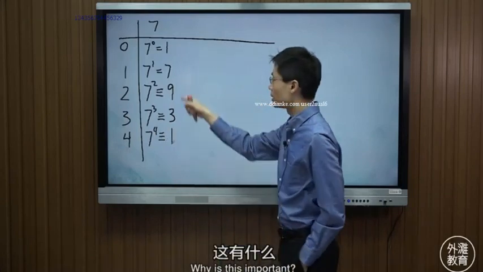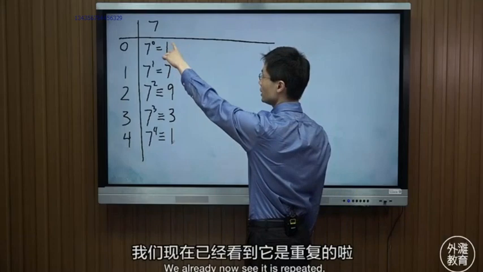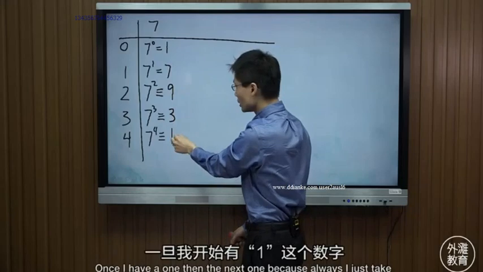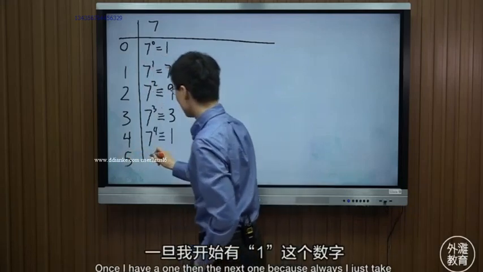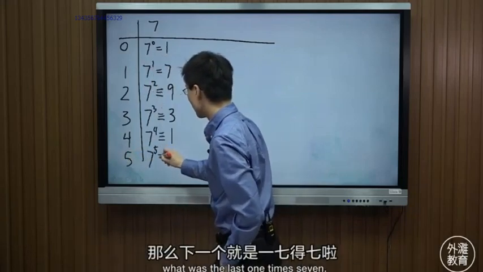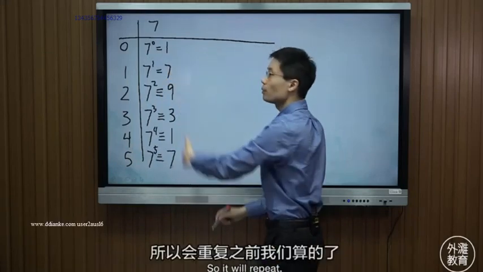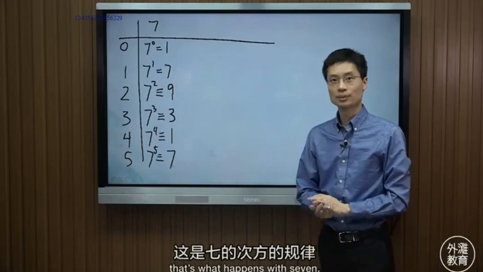Why is this important? We already now see that it has repeated: 1, 7, 9, 3, 1. Once I have a 1, the next one, because I always just take the last one times 7, I will get back to the 7. So it will repeat. That's what happens with 7.